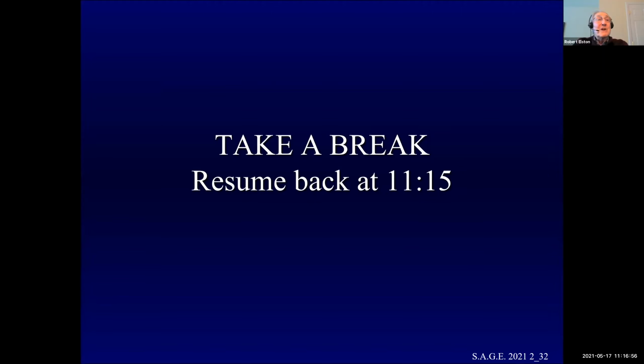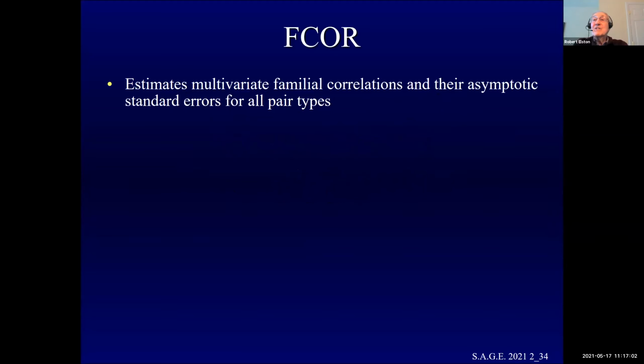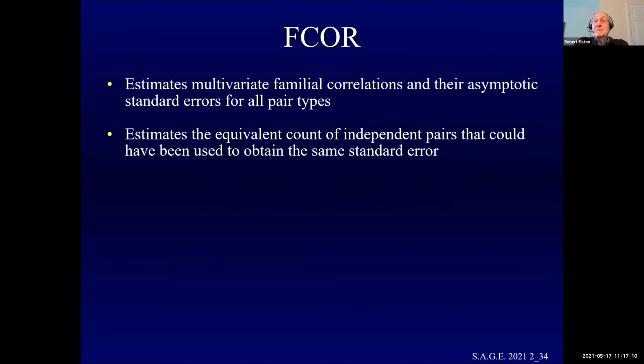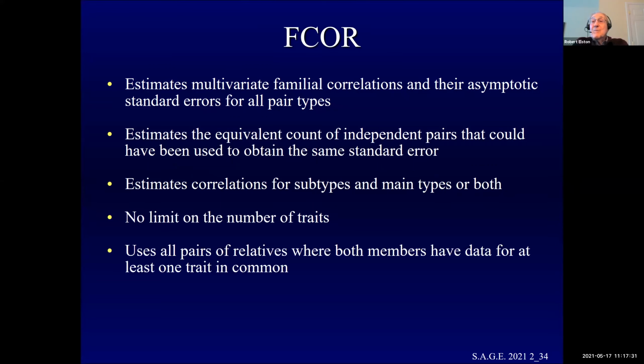Okay, so now we're going to talk about FCore. Familial aggregation correlations. FCore estimates multivariate familial correlations and their asymptotic errors for all pair types. It estimates the equivalent count of independent pairs that could have been used to obtain the same standard error. It estimates correlations for subtypes and main types, or both. And there's no limit on the number of traits. It uses all pairs of relatives where both members have data for at least one trait in common.